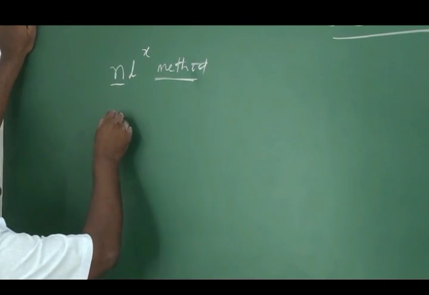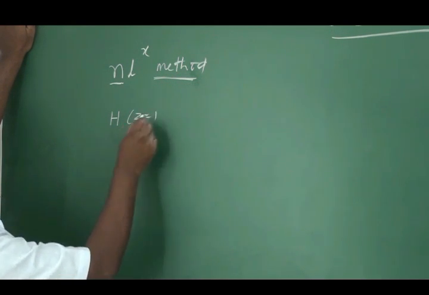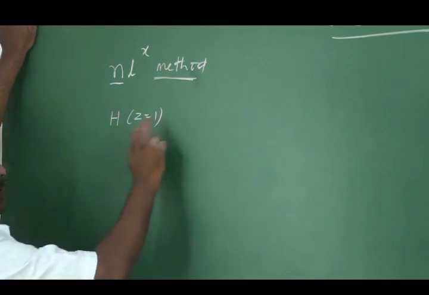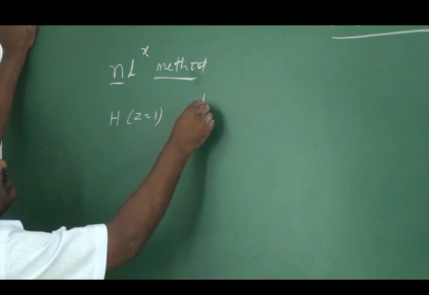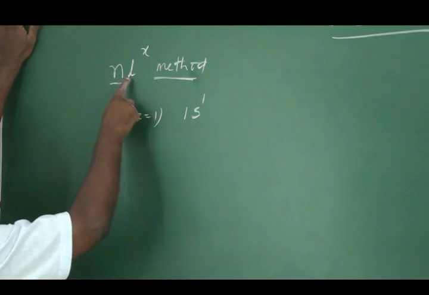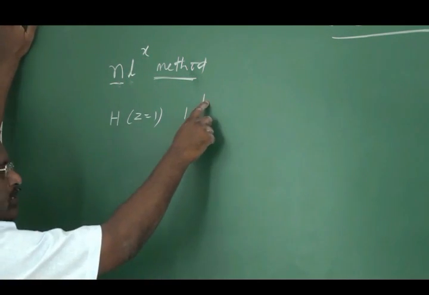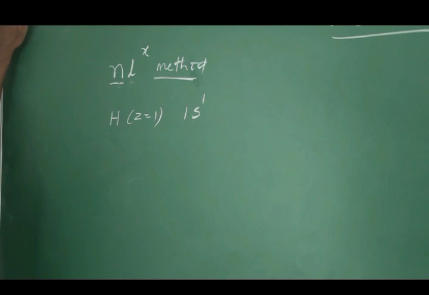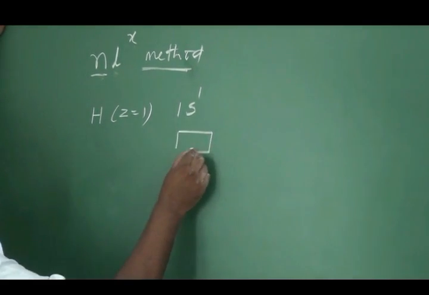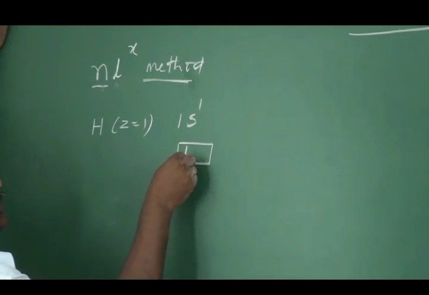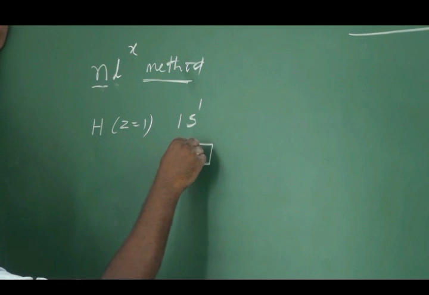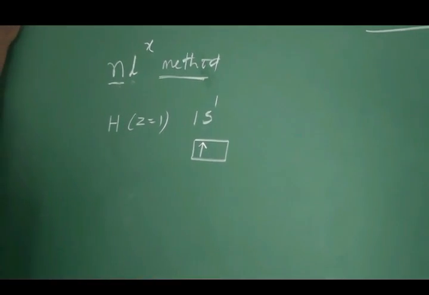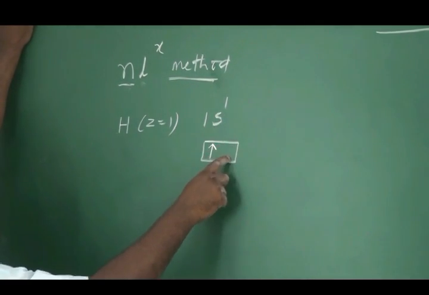For example, hydrogen, its atomic number is 1. So, the electronic configuration of hydrogen can be represented as 1s1. 1 is n, s is l, 1 is x. That means this electron is present in the s sub-energy level of first orbit. 1 electron is there. So it is said to be 1s1. Now this electronic configuration can also be represented with boxes and arrows. So this s orbital can be represented with one box like this, and this electron will be represented like this. These are the two methods: this is nlx method and this is boxes and arrows method.